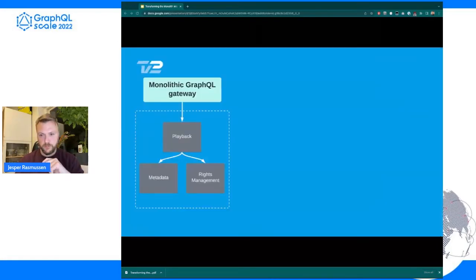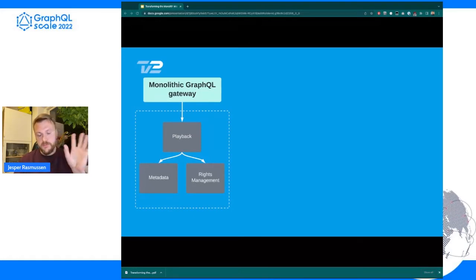So let's have a look at the old setup again. This is a simplified example of something that we actually encountered during the rewrite. Now, the old playback service shown here has some dependencies on some downstream services handling metadata for the actual content that you want to play back, but also handling rights management. So checking if you have the correct rights for actually doing the playback.